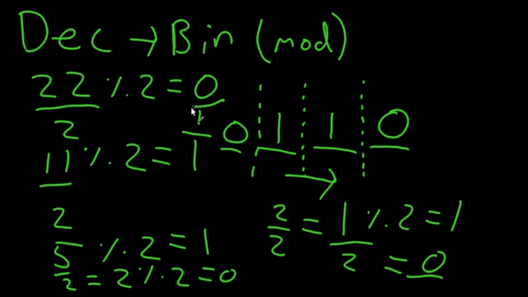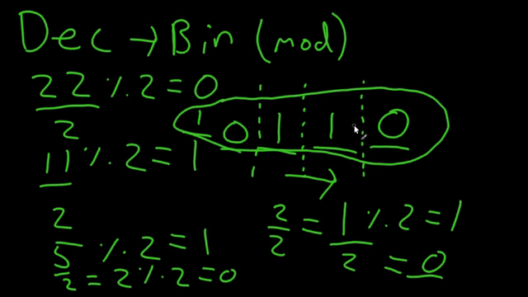So I know it's a little messy, but let's just circle this binary number that we have created. So our final binary number using the modulus algorithm is 1, 0, 1, 1, 0. And we will have one more video showing one more example of this algorithm in action.